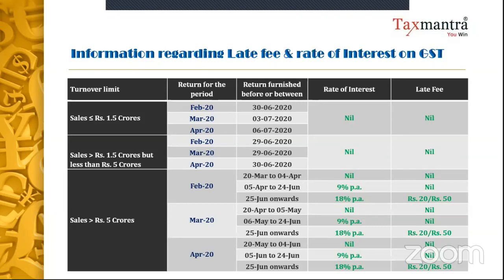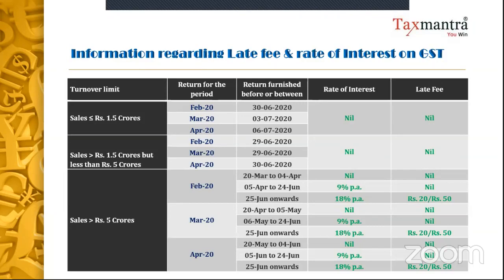In case of sales more than 1.5 crore but less than 5 crore for the months of February, March, and April, the revised dates would be 29th of June and 30th of June. If they make the payment within these due dates, then they are also not liable to pay interest and late fees. But late fees will be levied in case of taxpayers having more than 5 crore turnover.